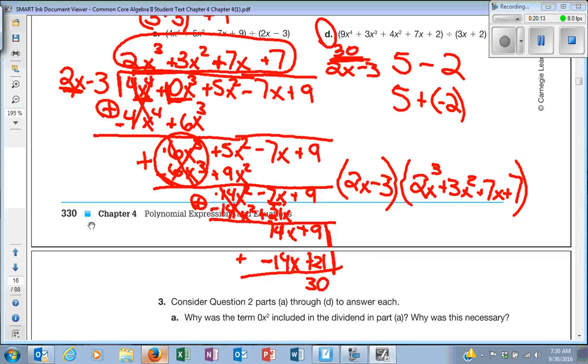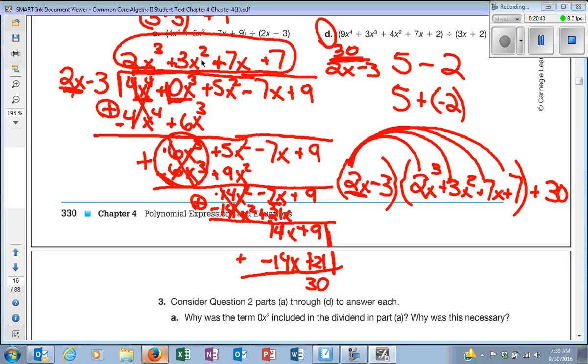Idea is still the same though. What do you do? You multiply this times this. And at the end, after you've multiplied and distributed everything out, what do you have back here? That plus 30, notice, back here. When you distribute, you will multiply this times this, this times this, this times this, this times this. Notice, how many things does this thing multiply to? 4. Does it multiply to the 30 that's outside? No.